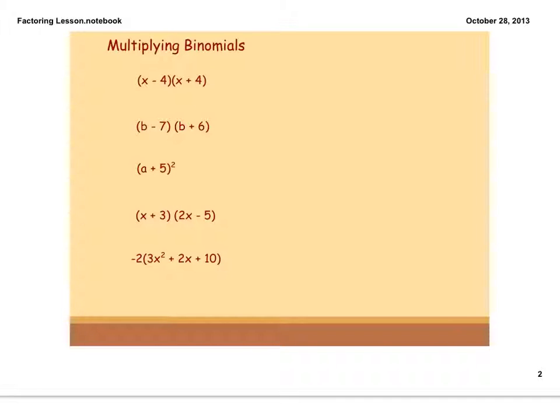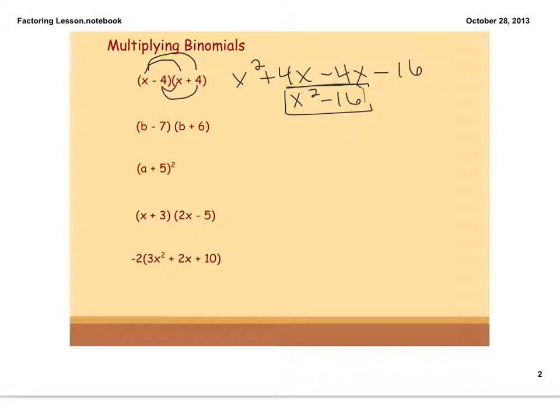You guys multiplied binomials in your summer work, so hopefully you are good. To show the work, and you certainly don't need to, you would make sure that you are distributing each term in the first binomial to each term in the second binomial. So x squared plus 4x, negative 4x minus 16. So x squared minus 16. Now that being said, you don't need to show all those steps out.